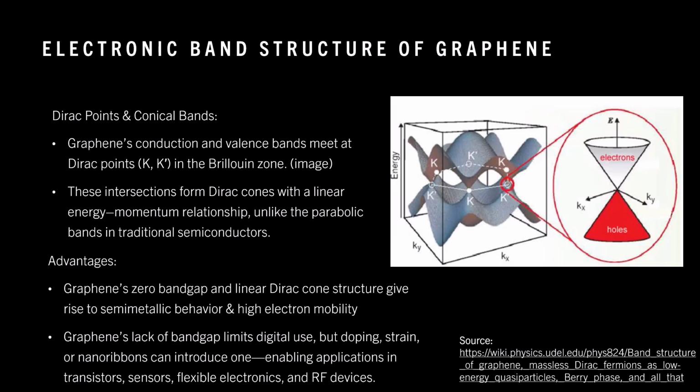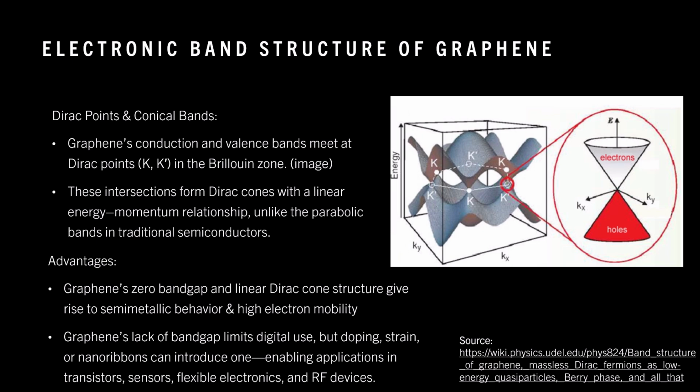Graphene's electronic properties are deeply tied to its band structure. In its Brillouin zone, the conduction and valence bands meet at special points called Dirac points, labeled K and K' in the diagram. At these points, the energy-momentum relationship is linear, forming cone-like structures known as Dirac cones. This gives rise to semimetallic behavior. Electrons in graphene behave like massless Dirac fermions, enabling extremely high electric mobility.